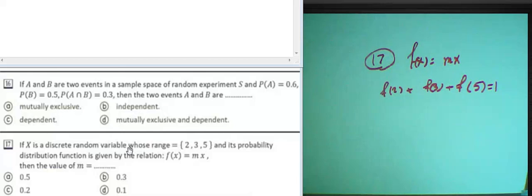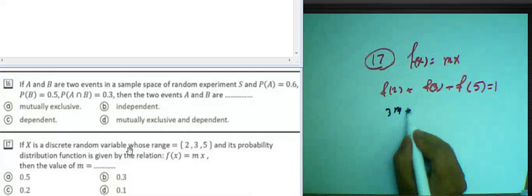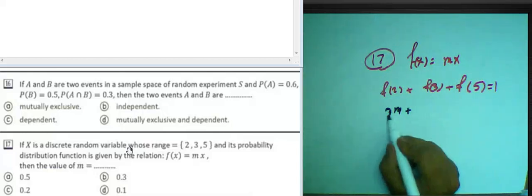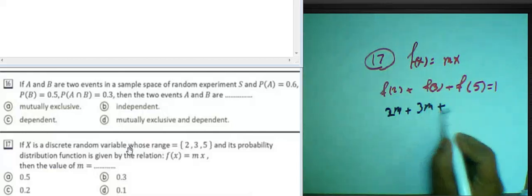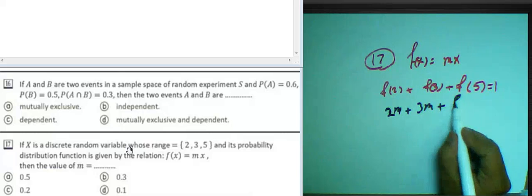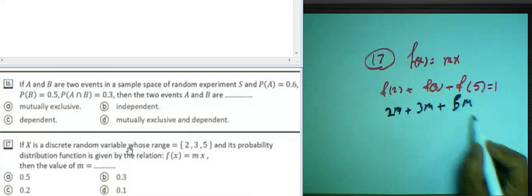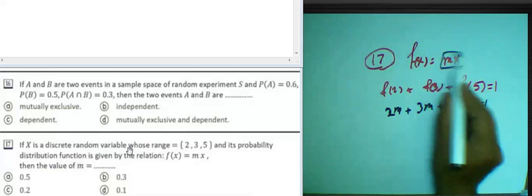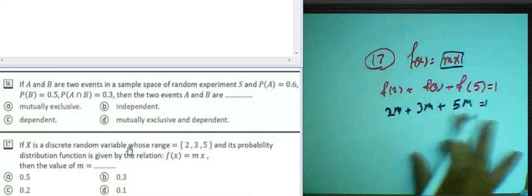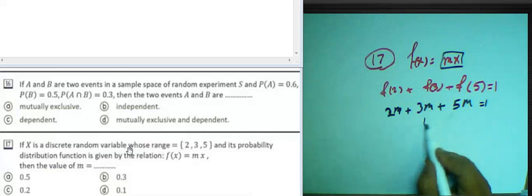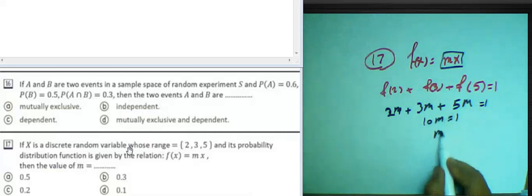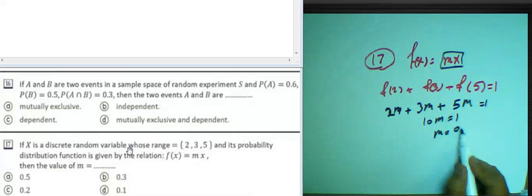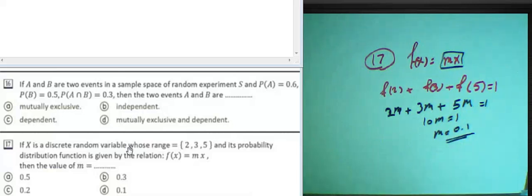We can find here, for this function, when x equals 2 it will be 2m, plus 3m, plus 5m, equal 1. Okay, the sum here equals 10m. It will be 10m equals 1, then m equals 1 over 10, 0.1. The result will be 0.1, the value of m.